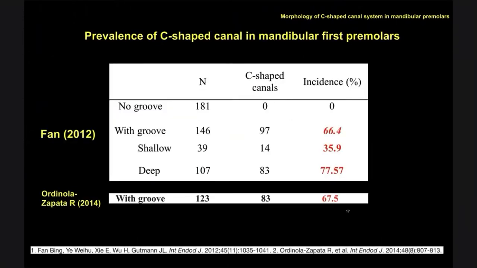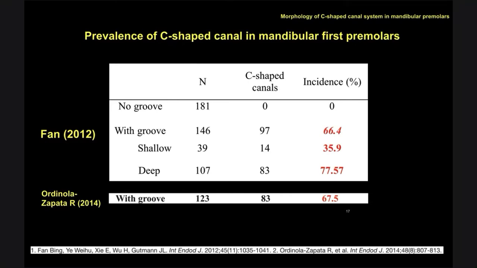A study conducted by Dr. Fan in 2012 on the morphology of C-shaped canals of mandibular first premolars from a Chinese population showed that the prevalence of C-shaped canals in non-C-shaped roots was 0. That is, the mandibular first premolars with no groove. If one root has no groove, then it means it is not a C-shaped root. And Dr. Fan found that the prevalence of C-shaped canals in the non-C-shaped root is 0.